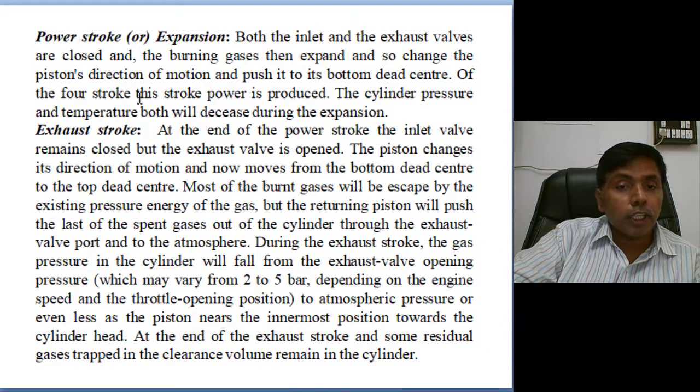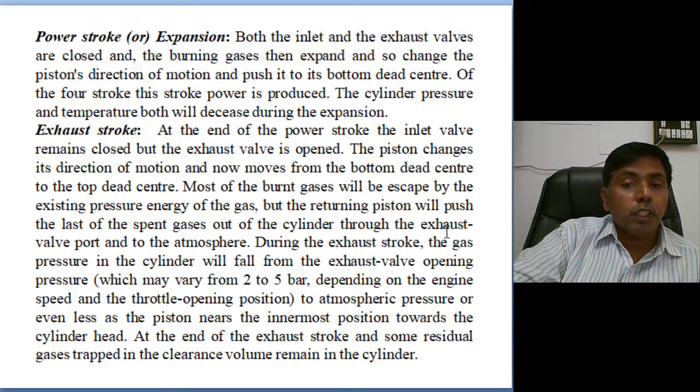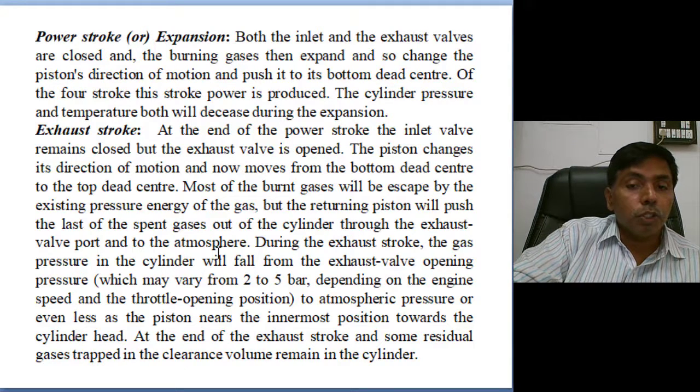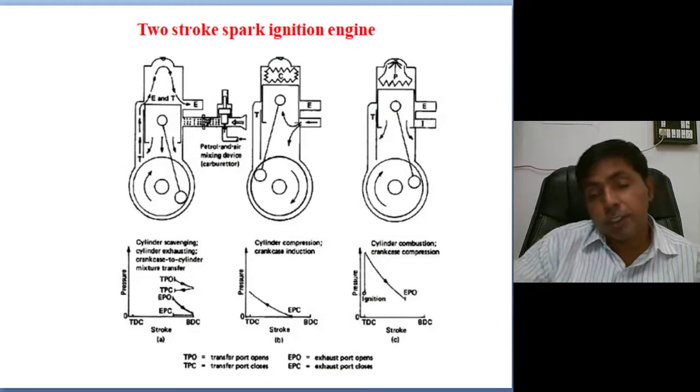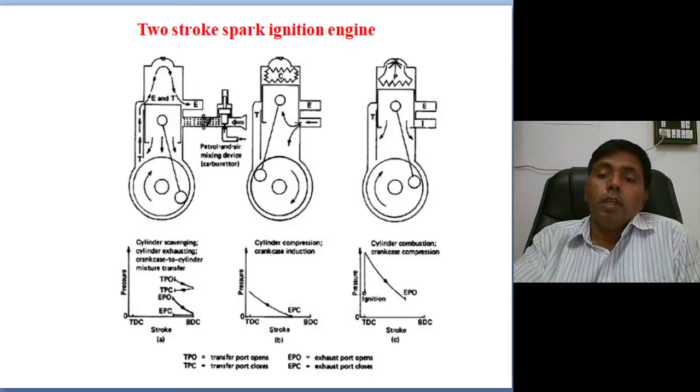Next, power stroke or expansion. In the power expansion, both inlet and exhaust valves are closed and the piston is moving down. In the exhaust stroke, as the power stroke remains closed, most of the burnt gas will escape by the existing pressure energy of the gas, but the remaining piston will push the spent gases out of the cylinder through the exhaust valves and ports to the atmosphere. So this is the brief explanation, and these are the advantages and disadvantages.